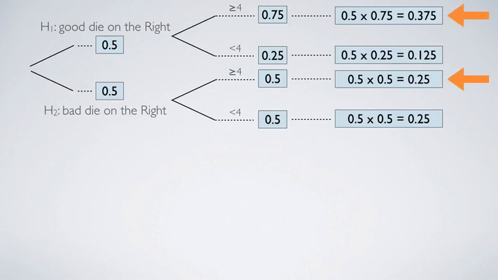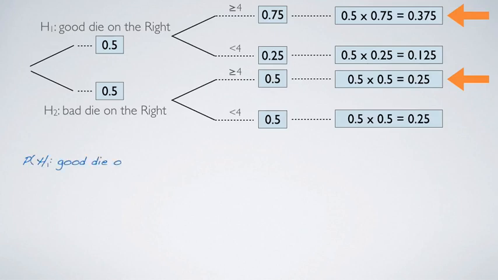So these are the two outcomes that we're most interested in: the very top branch and the third branch. Good die on the right and roll a number greater than or equal to 4, or bad die on the right and roll a number greater than or equal to 4. We had earlier asked you to think about how the probability changes for the first hypothesis being true.